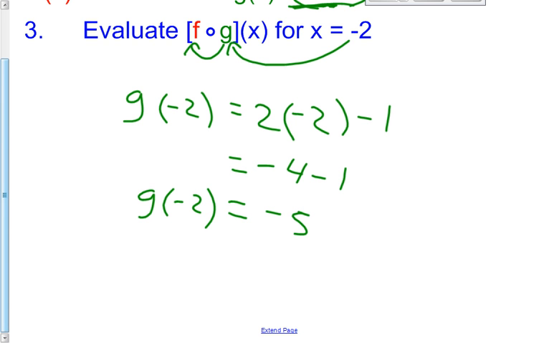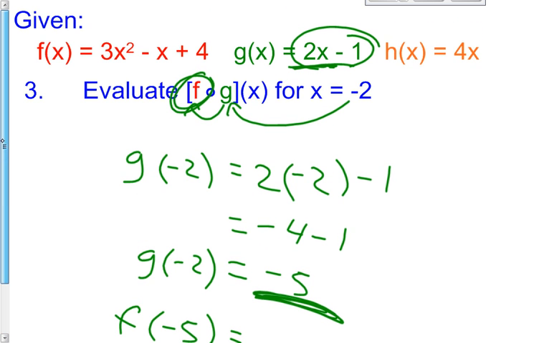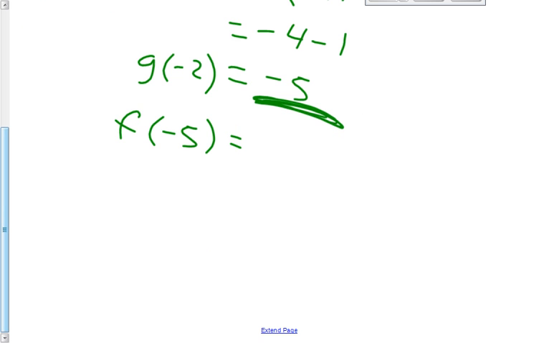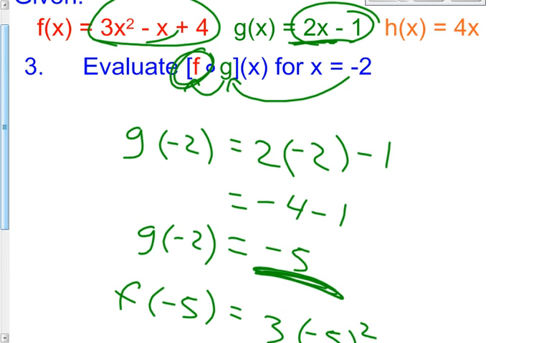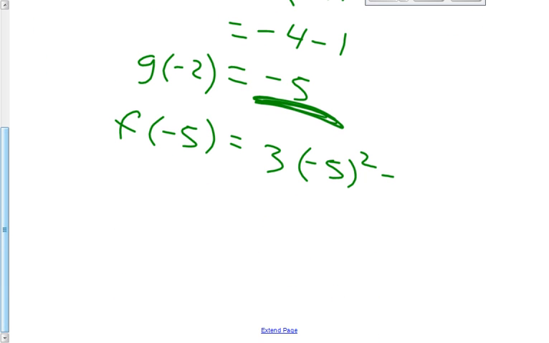So what are we going to put into our f function? Not negative 2. We're going to put what g of negative 2 equals, which is negative 5. Negative 5 is going to go into our f function. So we're going to have f of negative 5. What does that equal? Here's our f function. It's 3 times x squared, so 3 times x, which x is now negative 5, negative 5 squared, minus a negative 5. And then we have our positive 4 at the end.